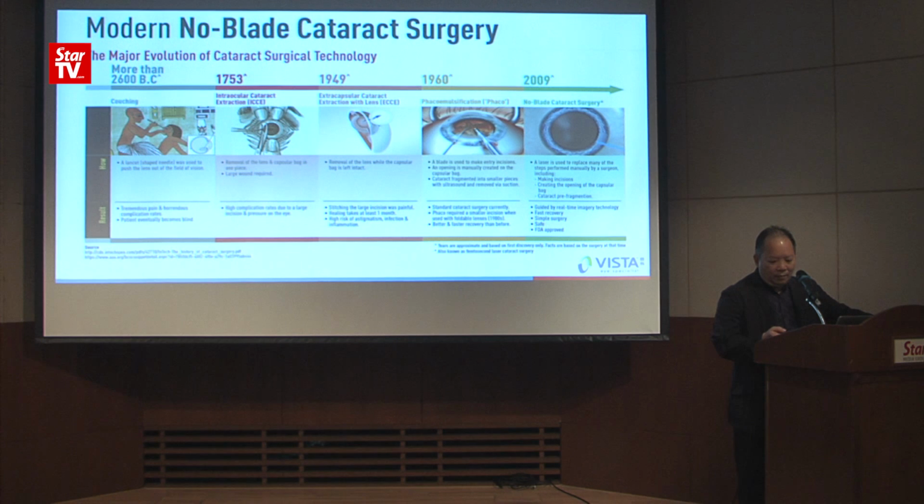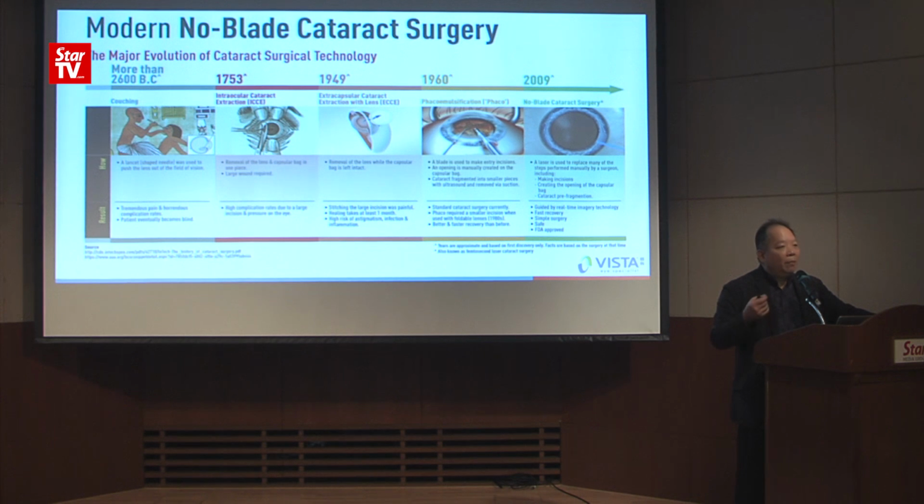And then later on comes this procedure called ICCE, or intracapsular cataract extraction, whereby through a big wound, you remove the whole lens, including the front and back capsule and its contents, leaving the eye completely without a lens. This type of procedure, the ICCE procedure, was very common when I was a medical student. So what happened is that the eye now is devoid of any lens.